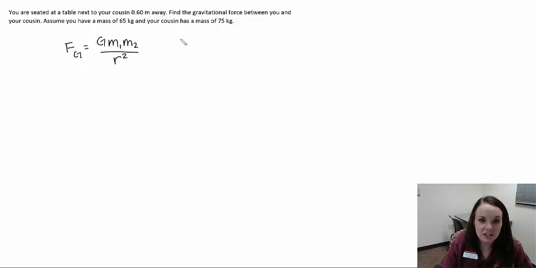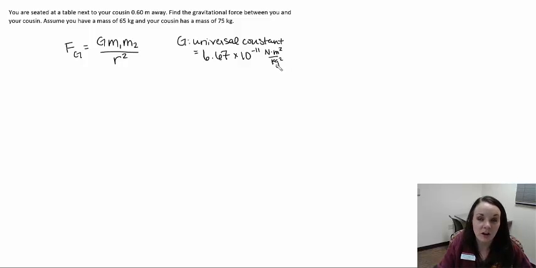Now in this equation, G is what we call our universal constant, and it's always going to be the same number. It will always equal 6.67 times 10 to the negative 11th newton meter squared per kilogram squared. Always, no matter if we're on Earth or Mars or the moon, this will be a universal constant. It'll always equal this number.